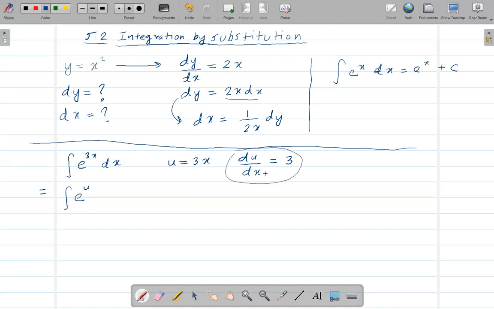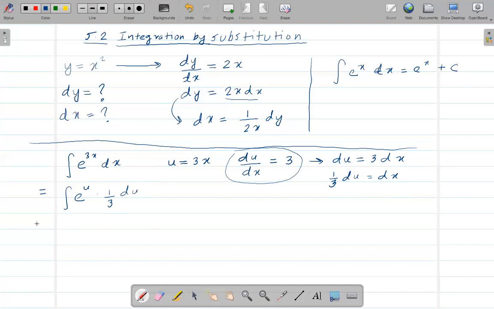So let's get the value of dx. From here, if you multiply dx on both sides, we will get du equals 3 times dx. Since we're just looking for the value of dx, we can divide by 3 on both sides, so that gives 1 over 3 du equals dx. So the dx value is 1 over 3 du. Instead of dx, now we have the new expression, 1 over 3 times du.